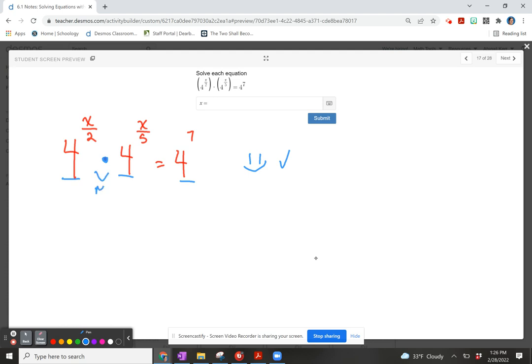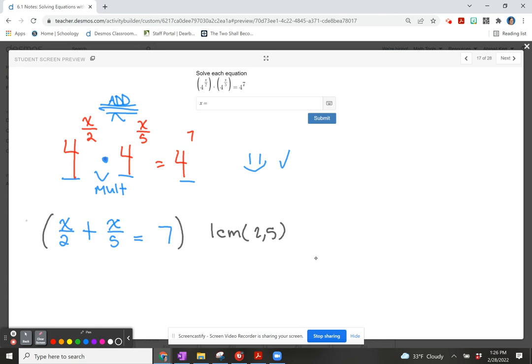Multiplying the bases means we add the exponents. That's what slide 16 said. So we have x over 2 plus, because we're adding, x over 5, and then the 7. Now the only tricky part of this is the LCM. You have to do LCM of 2 comma 5, which is 10.